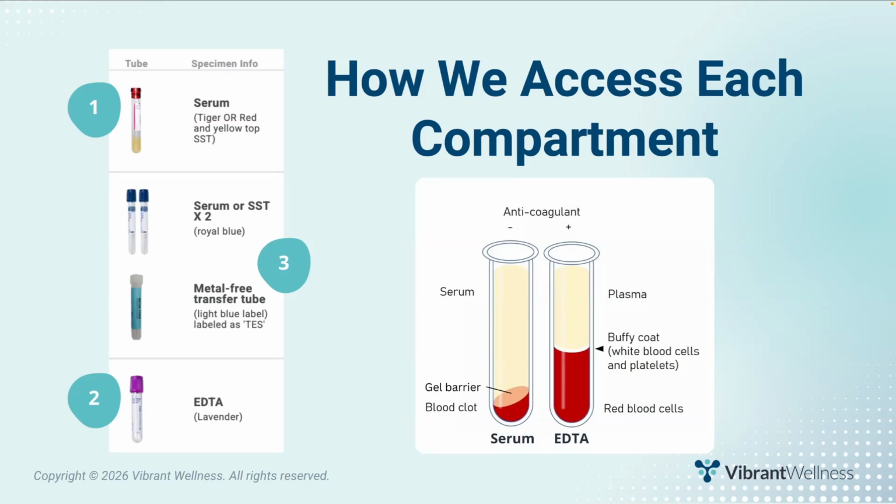And number 3, the royal blue metal-free tube. This specialized tube is designed for accurate assessment of trace elements and metals. It is manufactured to be free of metal contaminants, which ensures analytical precision when measuring micronutrients such as zinc, copper, selenium, and other trace minerals. By using these specific collection tubes, we can accurately isolate serum, red blood cells, white blood cells, and trace element samples, allowing for a comprehensive micronutrient assessment.